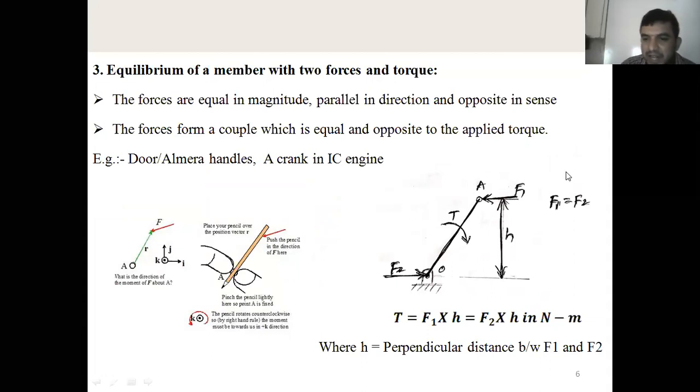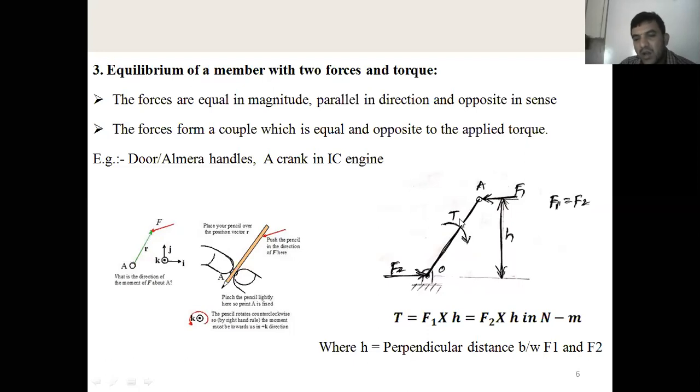One force is acting from the connecting rod to the crank. Another force is acting from the fixed frame, or fixed body, to the hinge here. Now F1 and F2 are parallel to each other but acting in opposite directions. If you rotate, this tends to rotate in the counterclockwise direction. If I want to make it equilibrium, a clockwise torque should be applied.